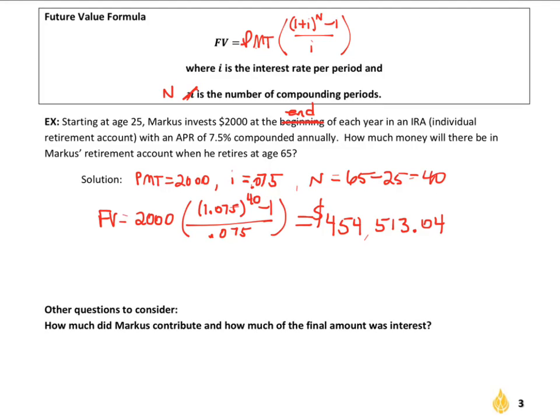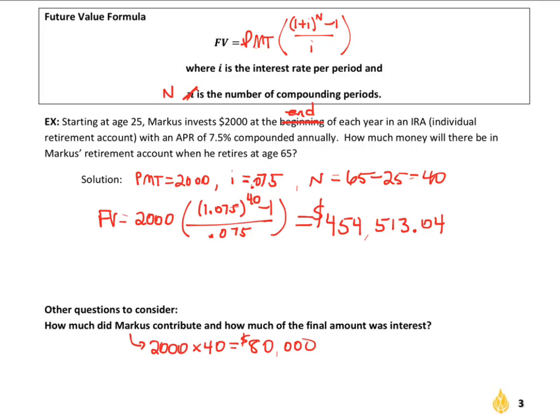$454,513.04. So is that a lot? I mean, it's obviously a sizable amount, but just think about how much did we actually contribute? How much did Marcus put into that account? Well, if he contributed $2,000 a year for 40 years, all you got to do is multiply 2,000 times those 40 payments. Of that $454,513, only $80,000 was principal. That's how much money he put into it.